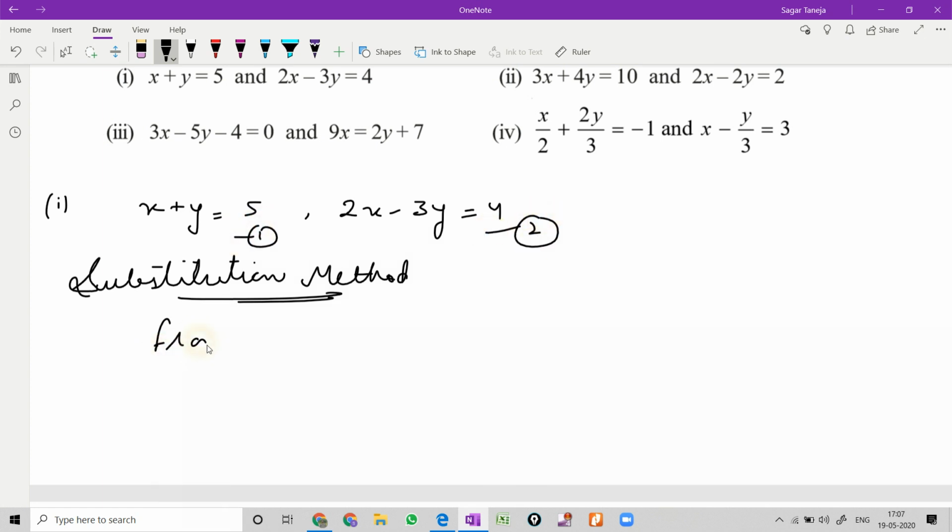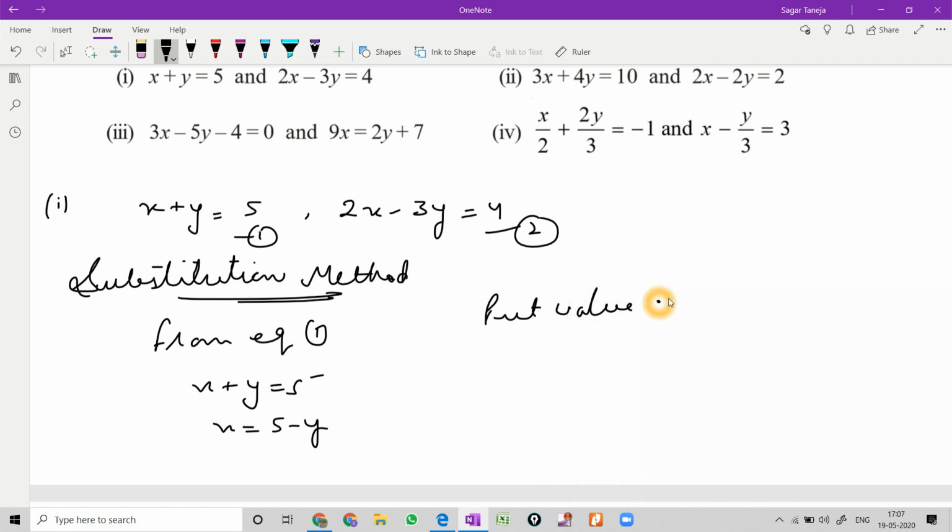So from equation first, x plus y is equal to 5. Here we can take out the value of any of the variables, that is, 5 minus y. This is the value of x. Put this value in the second equation. So put the value of x in equation 2. So equation 2 is 2x minus 3y. In place of x we'll write 5 minus y, minus 3y is equal to 4.